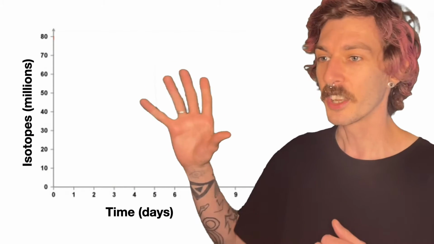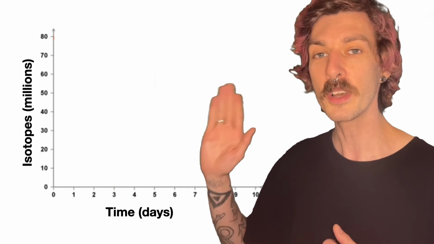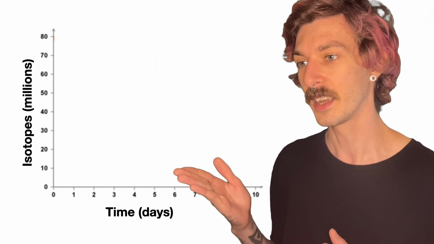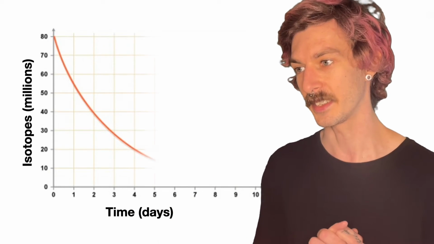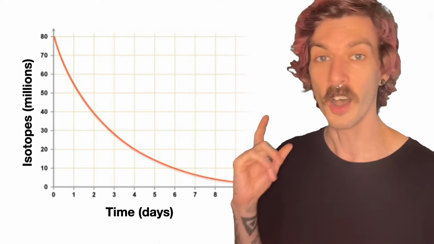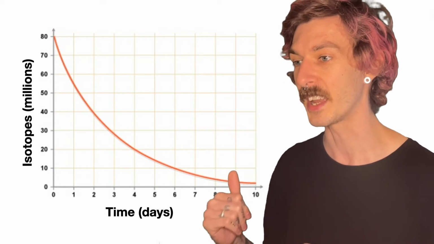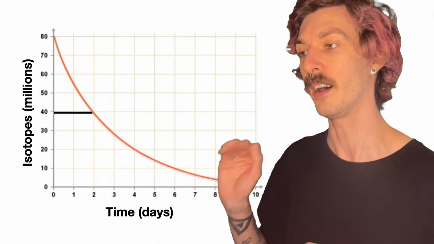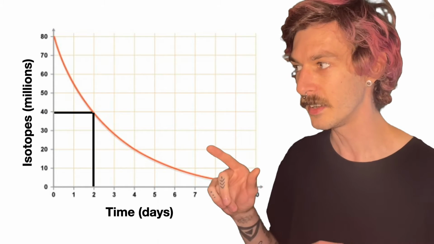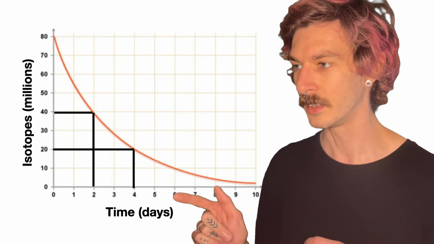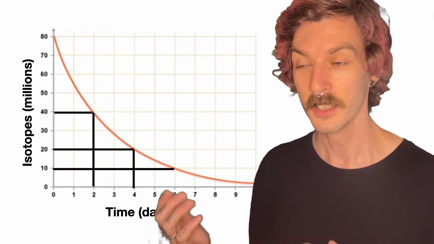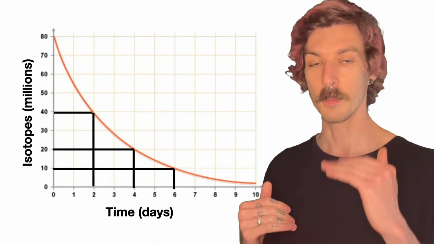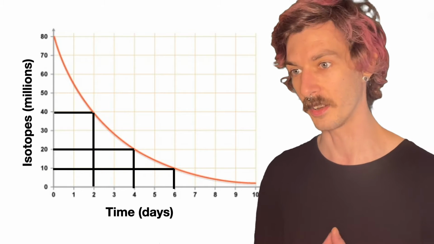So let's have a look at this graph here. We've got a graph with number of isotopes on the y-axis and time on the x-axis. If we measure the half-life, the amount of time it takes for this number to fall by half, you'll see that it then takes the same amount of time to halve again and again. So the half-life is always the same no matter how much we start off with.